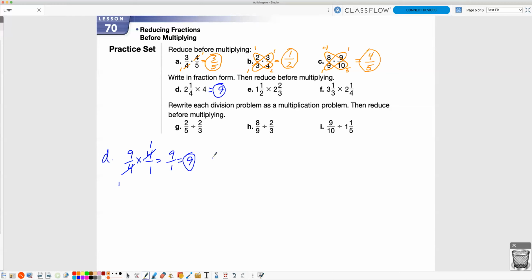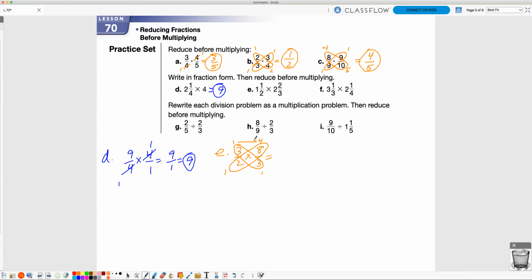Letter E. So for letter E, let me just write that with orange right here. So 1 1/2 would be the same as 3/2 times, this would be 6 plus 2 makes 8/3. Now that I've got it written in fraction form instead of in mixed number form, I now see that 3 over 3 is the same as 1 over 1, and this 2 over 8, or sorry, 8 over 2 would be the same as 4 over 1, because 8 divided by 2 is 4, and 2 divided by 2 is 1.